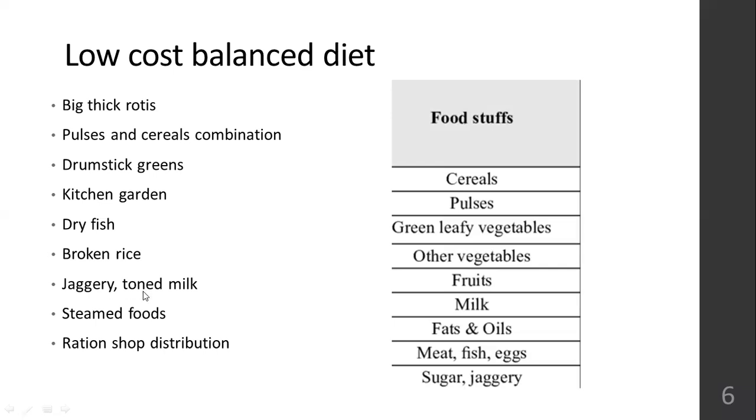Then use your ration shop distribution. However much you can avail the facility of the ration shop, at least in terms of your macros: pulses, legumes, cereals, oil, fats and all. If you're getting it from the ration shop, sugar, etc., at a very cheap rate, ration shop distribution can be utilized to make a low cost balanced diet. Is it all clear to all?